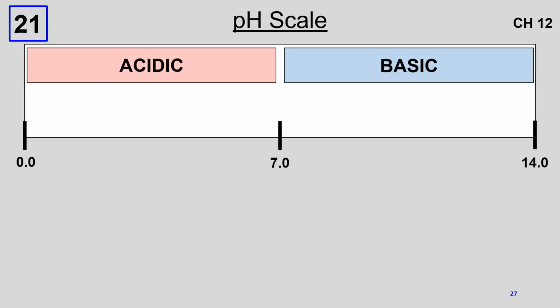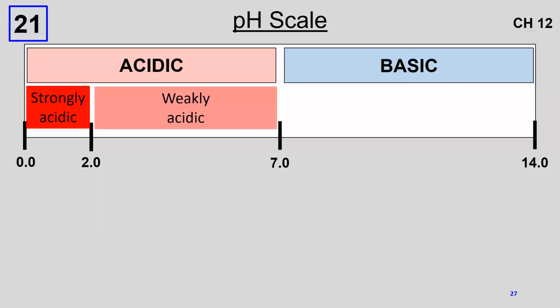And if the pH is between 0 and 2, then you know it's going to be strongly acidic, that it's going to be a strong acid. But if it falls between 2 and 7, that's going to be weakly acidic. And then if it falls at exactly 7.0, it's going to be a neutral solution, a neutral sample. So it's neither acidic nor basic. Water, for example, is neutral.